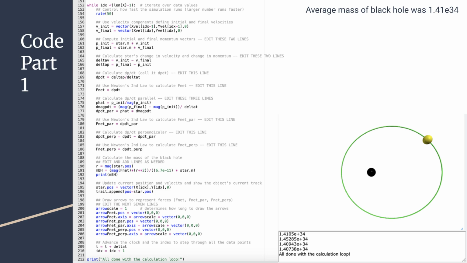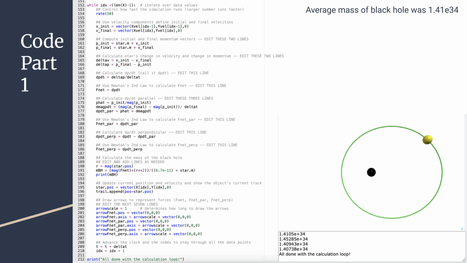From there, we got dp dt is the change in momentum over the change in time, and we set that equal to F net. From there, we calculated p hat and got the magnitude of p hat, and using the magnitude of p hat multiplied by p hat, we got dp dt parallel, and from there we can set F net parallel equal to dp dt parallel. And to calculate dp dt perpendicular, we set it equal to dp dt minus dp dt parallel, which gave us F net perpendicular equals dp dt perpendicular.